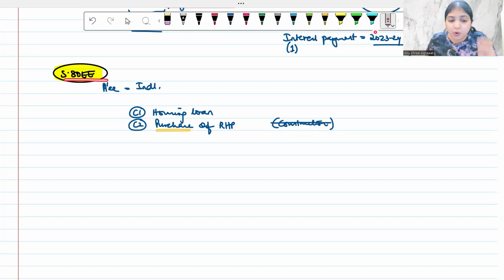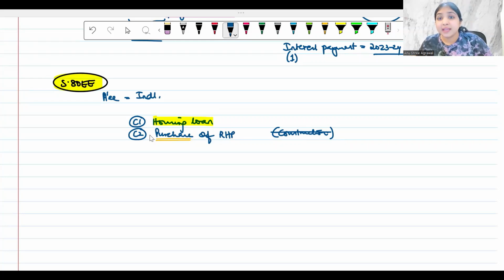Only in 80EE, you are going to consider only purchase of property and not construction of property. So condition number 1, the assessee should have borrowed a housing loan, to purchase a residential house property. And whether this residential house property is assessed to tax under IFHP or not doesn't matter.